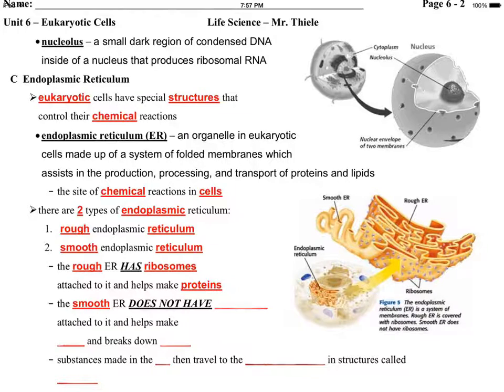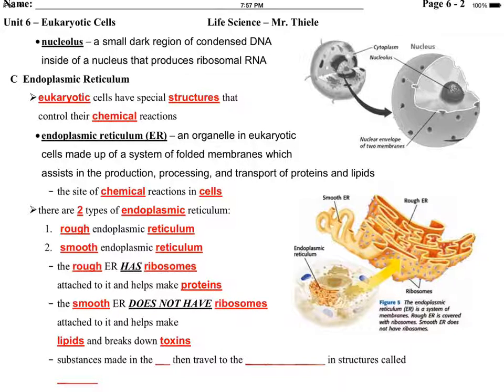The smooth ER appears smooth because it does not have these ribosomes attached to it, and it helps make lipids and also breaks down toxins. So smooth ER has a more directed function to make lipids and to break down toxins. Rough endoplasmic reticulum is more focused on making proteins because it has those ribosomes. And remember, we talked about ribosomes in the previous unit.